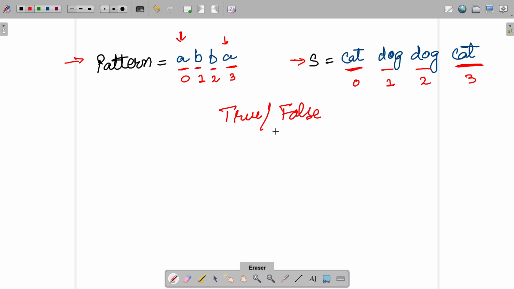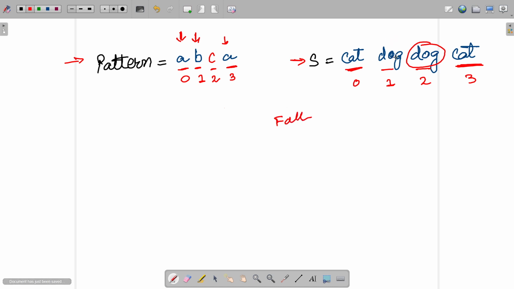As simple as that. It may be something like this, let me just remove this and insert C. If B is equivalent to dog, then there must be another character which is not equal to this B. It is different from every other character or every other word present in this string. So now this dog is repeated, so we have to return false. Why? Because this does not follow the pattern.